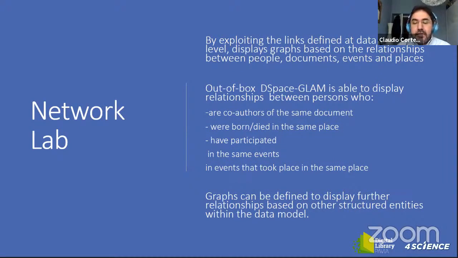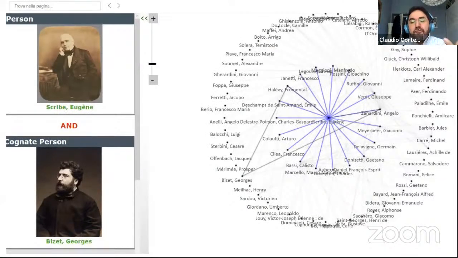Moreover, other graphs can be defined to display further relationships based on entities or other entities structured within the data model. And here you have an example of such a graph focused on the dramatist and librettist Eugene Scribe. And you can see that there are two kinds of circles around the graph focus. The first one is related to persons who had a direct first level relationship with Eugene Scribe, whereas the second one is related to persons who hadn't a direct relationship with the focus of the graph, but however, had a first level direct relationship with persons who in turn had a direct relationship with Eugene Scribe.